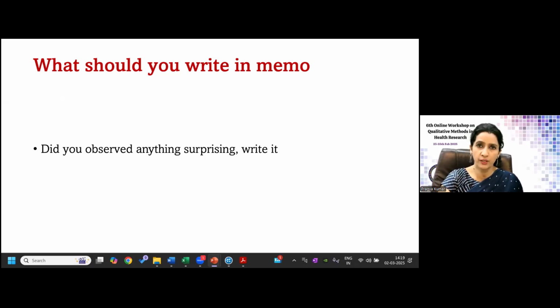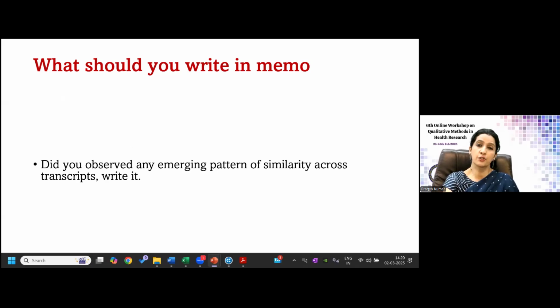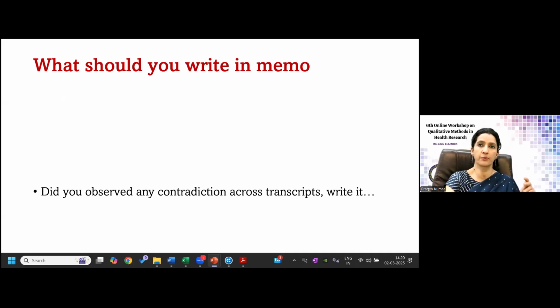If you are going through any transcript, you are reading and you find that it is different, it is unique, then you should write it. If in the process of coding you think that some pattern is emerging or a very important category, why is it important? Because if you don't write, at the end of 3 months you will forget whatever you thought of in the process of coding. So you should write any emerging pattern or any similarity across transcripts.